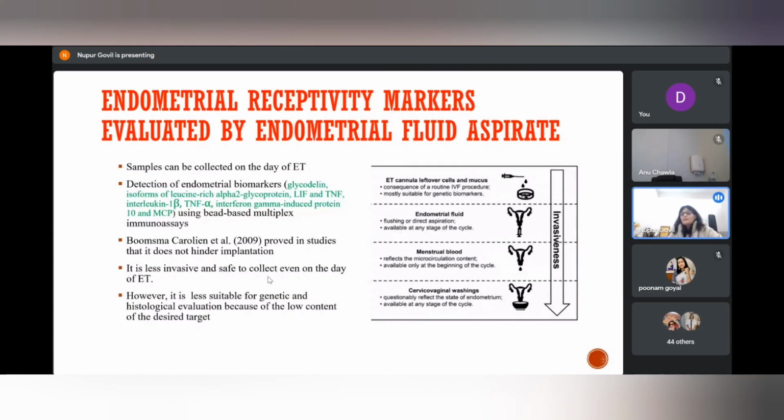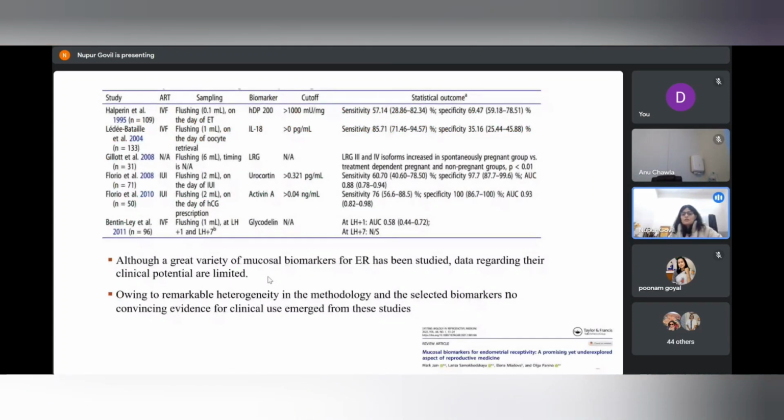And again, the main drawback of these receptivity markers is that there is always a variation in the expression of these receptors from cycle to cycle, even in the same patient. So to get a definitive cutoff for these markers is really difficult, and it is very difficult to reproduce the results of these tests. There have been extensive studies on this, but there was a lot of heterogeneity in the methodology and the selected biomarkers. So no convincing evidence could be found for clinical use of these tests.